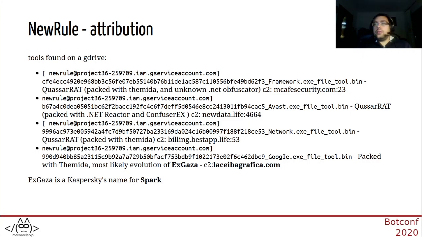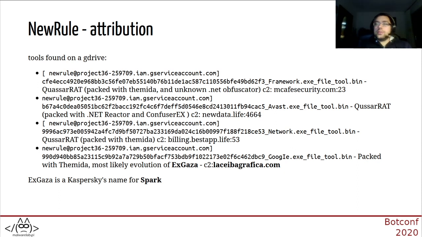And I queried this Google Drive to see what's happening. It's still available, so you can get some files from there. There were a bunch of tools. Most of them were Quasar RAT, some packed, and some mostly packed or obfuscated or whatnot, typical Quasar stuff. Nothing fancy there. There were some C2s, and the C2s at some point turned out to be related to Mallrats or Gaza Gang or whatever you want to call them.